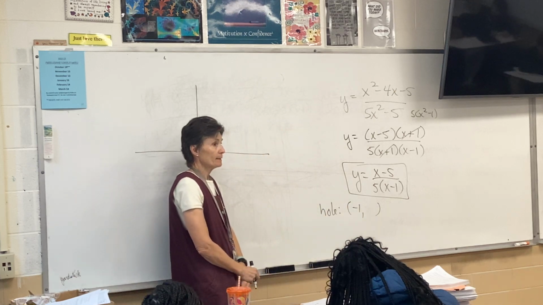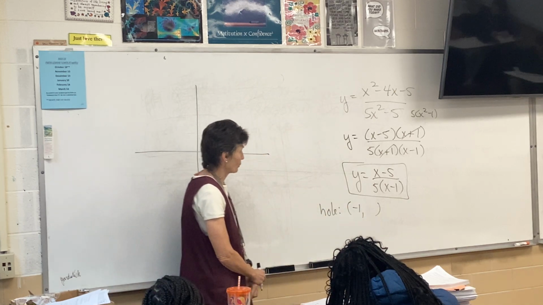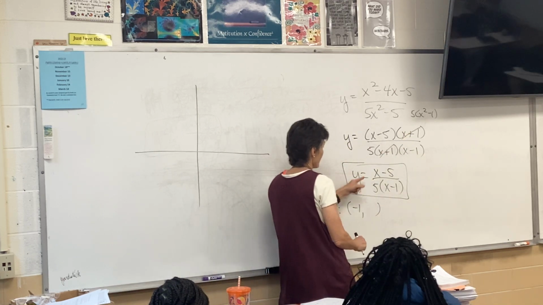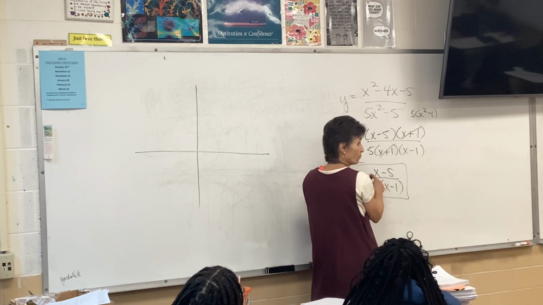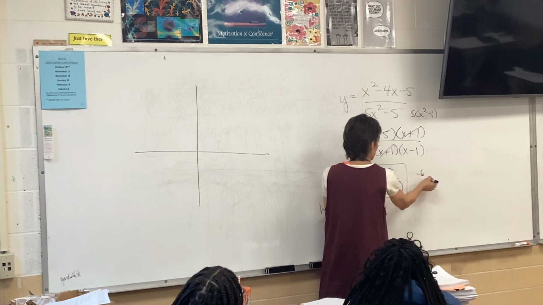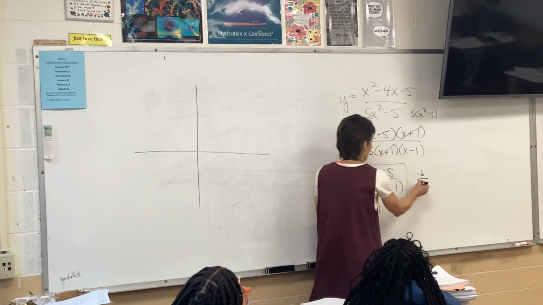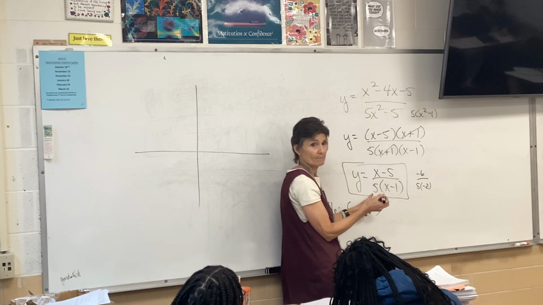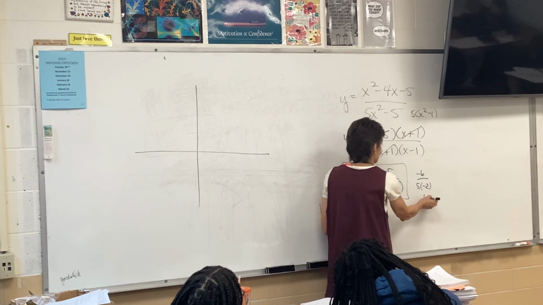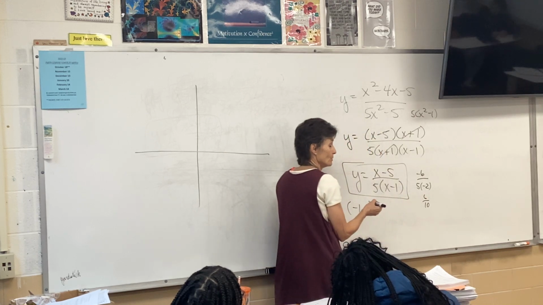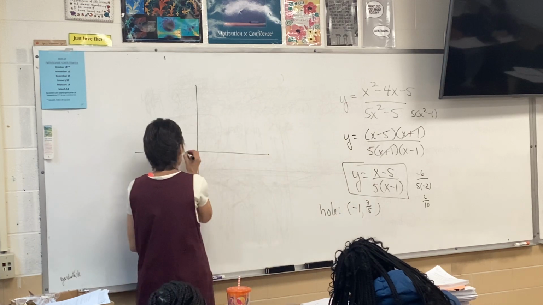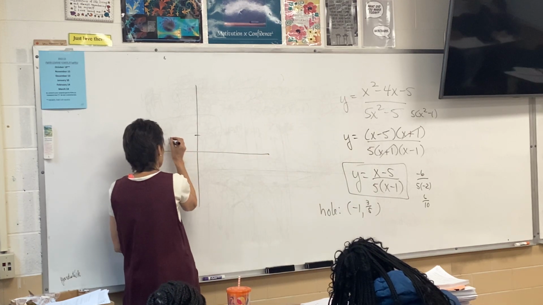Is that okay with everybody? What's my y coordinate? I canceled this out, so that's why my hole's at -1. So now my numerator, if I put in -1, -6 over 5 times -2. I'm just plugging and checking, right? So I get 6/10, which reduces to 3/5. So my hole is at -1, 3/5.